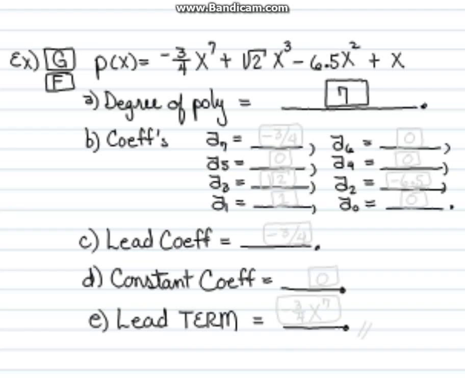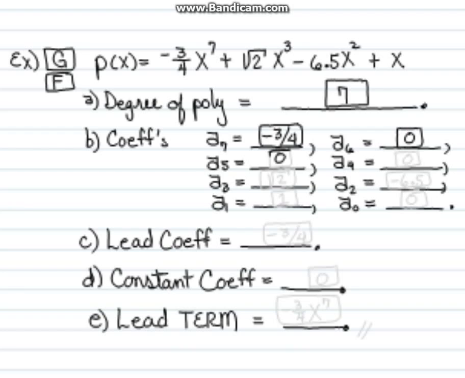Next, we look at the coefficients. To find the coefficients, I listed a sub 7, a sub 6, a sub 5, a sub 4, a sub 3, a sub 2, a sub 1, a sub 0. So a sub 7 is going to be the coefficient of x to the 7th. In other words, the x to the 7th term has a number multiplying in the front. That number in front of that x is the coefficient of that term. So the coefficient of the x to the 7th term is negative 3/4.